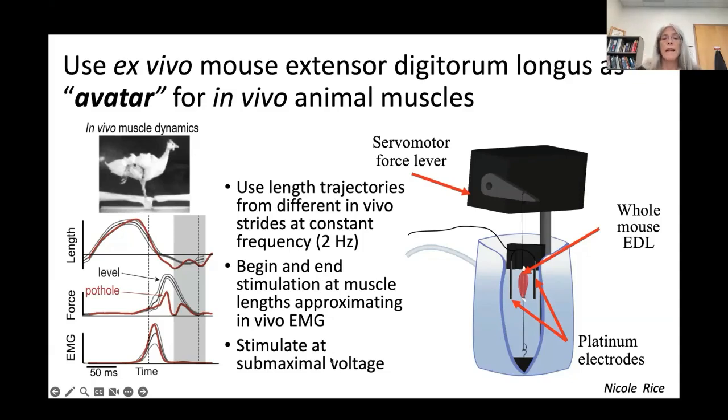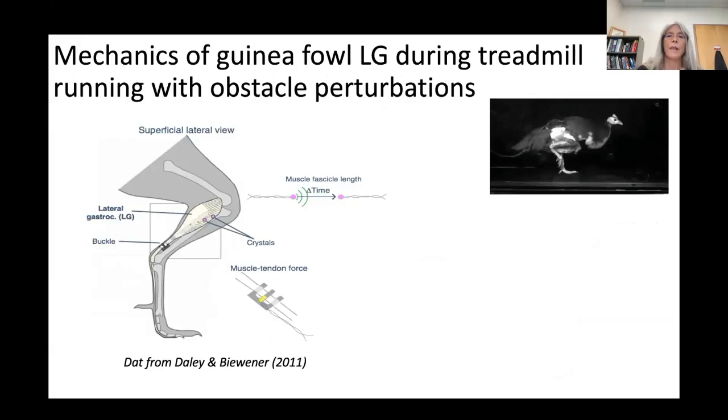And then we stimulate the muscle at submaximal voltage, because in vivo, the forces never approach the maximum isometric force that we can achieve with supermaximal voltages by stimulating muscles in a bath. So we're trying to have the muscles of the mouse experience similar strains and activation as, for example, a guinea fowl muscle would experience in vivo during running on a treadmill.